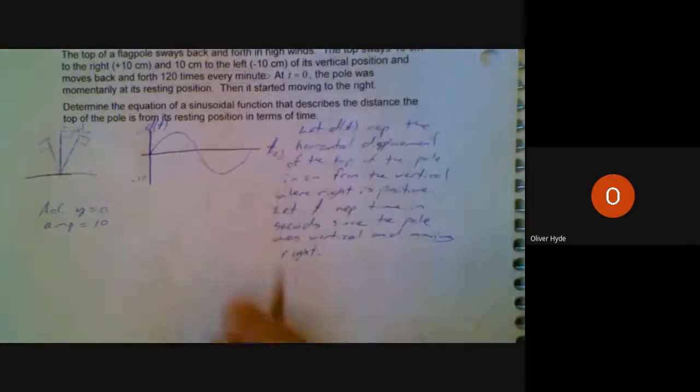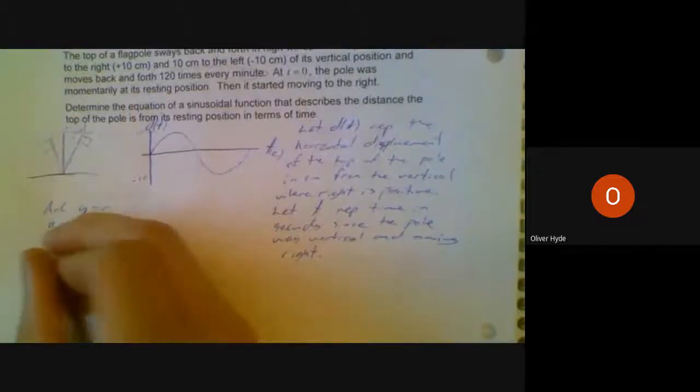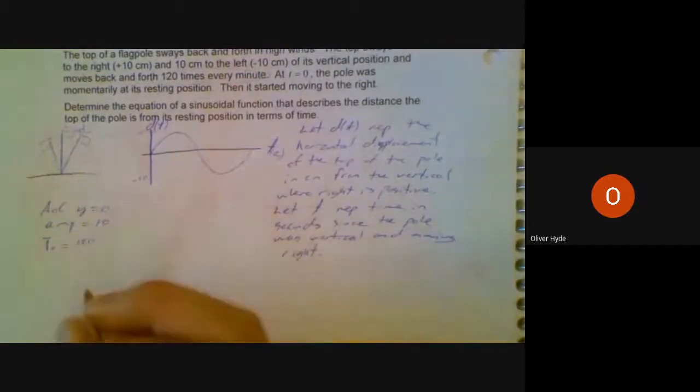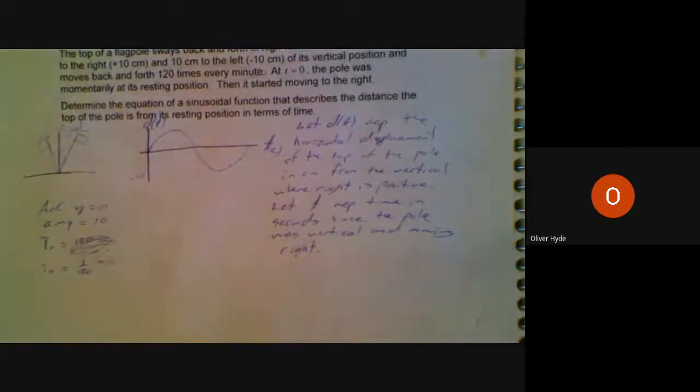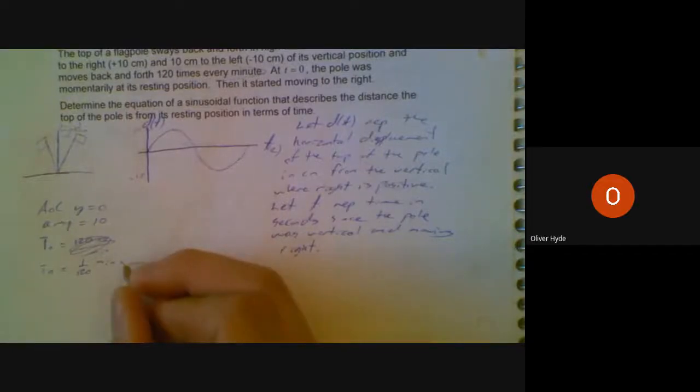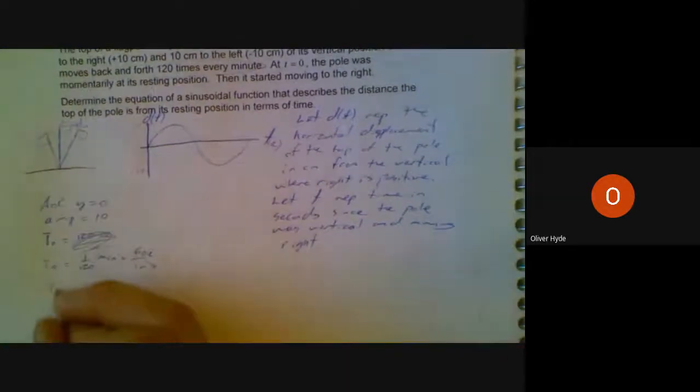Okay, so for our period, make sure that your period is measured in the same units as your independent variable. If you think that your period should be 120, that is times per minute. And if your independent variable is in minutes, this isn't measured in minutes either. Right? Let's scratch that out because that's wrong. Our period is actually 1/120th of a minute. And to convert, just try multiplying by 1. In 1 minute, there is 60 seconds. Minutes divided by minutes will eliminate, and you will get a period of 1/2 of a second.